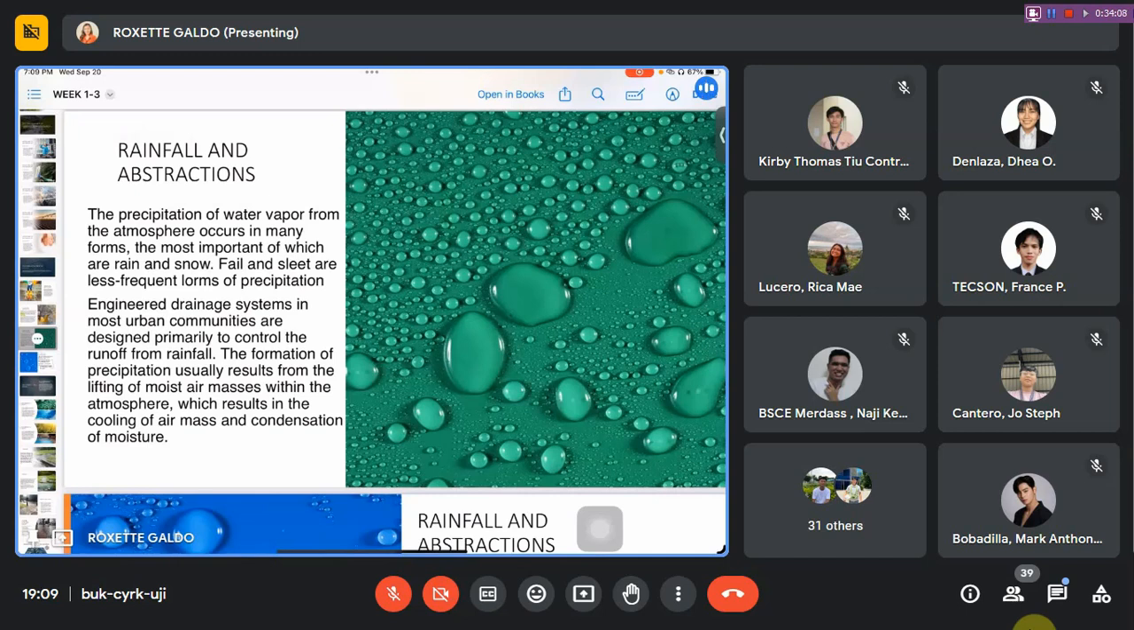So, the precipitation of water vapor from the atmosphere occurs in many forms. The most important, as we mentioned earlier, are rain and snow. The uncommon ones are hail and sleet. Since we are a tropical country, we do not experience these. Engineered drainage systems in most urban communities are designed primarily to control the runoff from the rainfall. So in the context of urban communities, in cities, what we mainly design is the drainage system to control runoff from the rainfall.